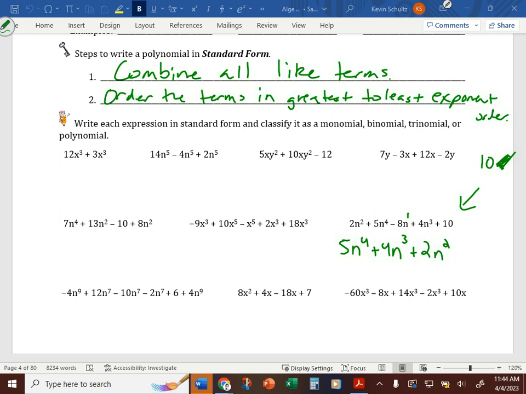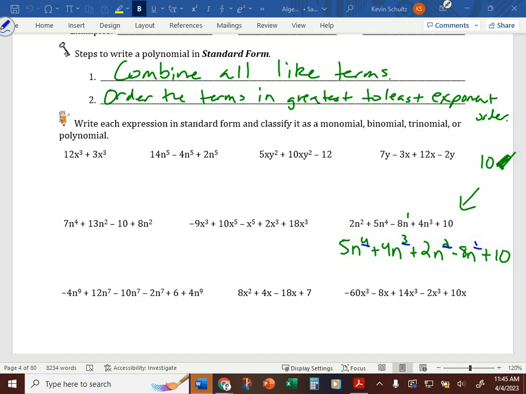Okay? Negative 8n. Excellent that you included that negative sign, right? That sign belongs to the term, so you write minus 8n. And then lastly comes the constant. If you'll notice, these powers are written in 4, 3, 2, invisible 1 there, and then nothing. Greatest to least power order for standard form.